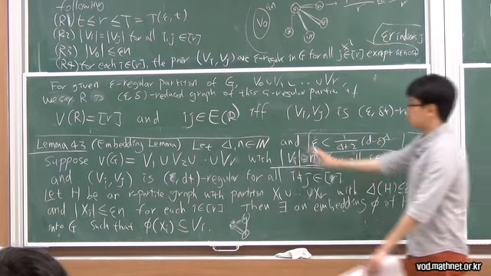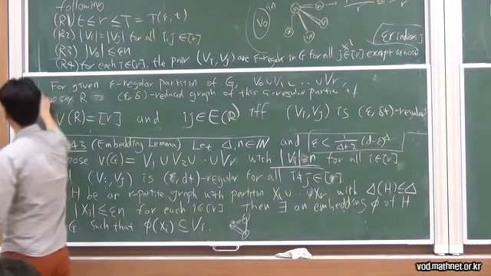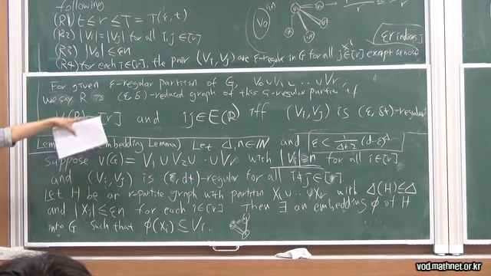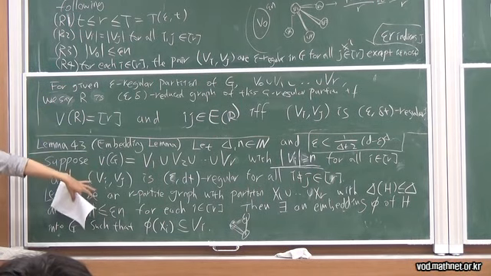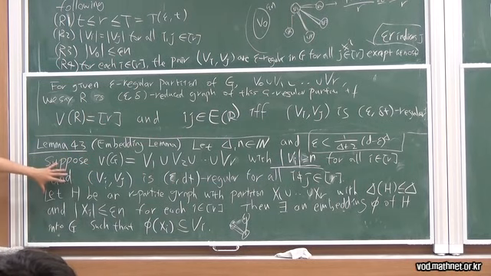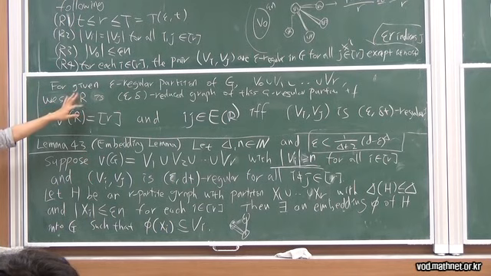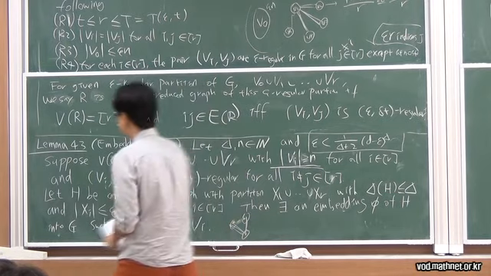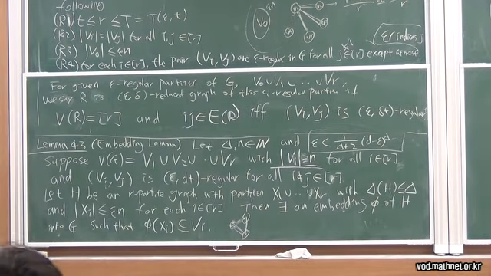There are two reasons why it is useful. Because it encodes the information about this epsilon regular partition, we can actually use this embedding lemma according to this reduced graph R. And another reason, what was the other reason? Okay, another reason is that it also inherits some properties of G. This is not just an arbitrary graph.